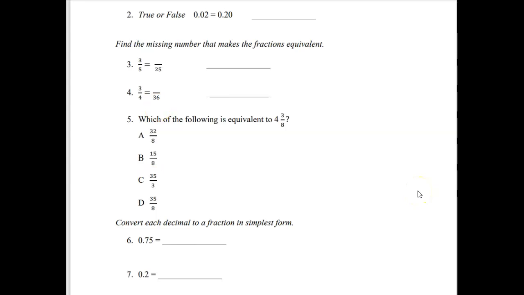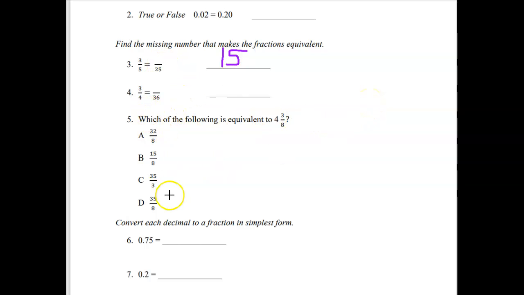How many times will 5 go into 25? 5, 10, 15, 20, 25. 5 times. Okay, so then we have to do 5 times 3. If you don't know your multiplication tables, you really need to learn them, and it'll make your math so much easier and so much faster. 5 times 3 is what? 15. So that should be 15 25ths.